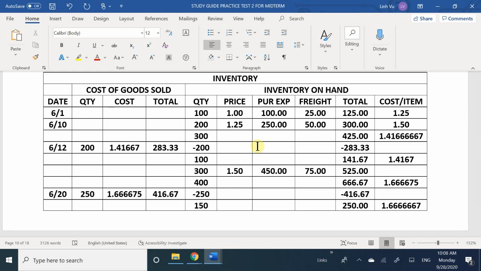Okay. So in this case, you switched up periodic with perpetual. So you calculate again the cost per item every single time and then subtract whatever. Correct. Correct. Next.